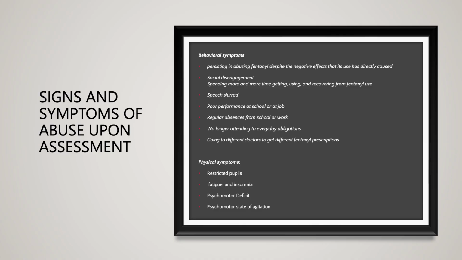Signs and symptoms of abuse upon assessment. Patients can present behavioral symptoms such as persisting in abusing fentanyl despite the negative effects it has directly caused, social disengagement, spending more and more time using and recovering from fentanyl use, slurred speech, poor performance at school or job, regular absence from school or work, and no longer attending to everyday obligations. Physical symptoms can look like constricted pupils, fatigue and insomnia, psychomotor deficit, and psychomotor agitation.